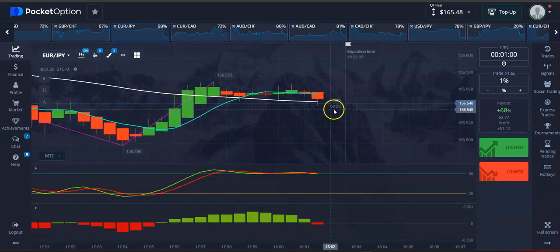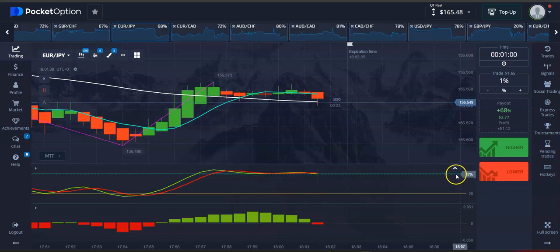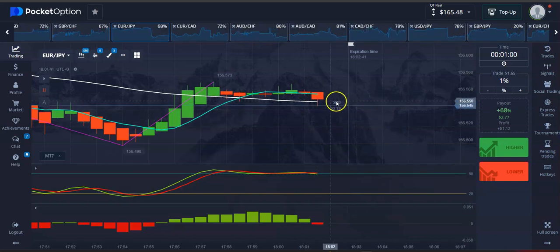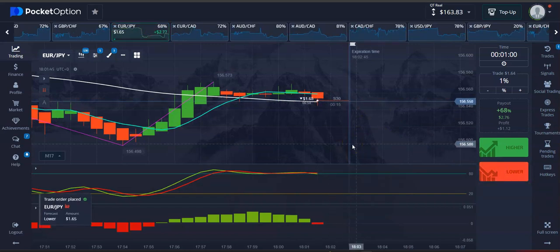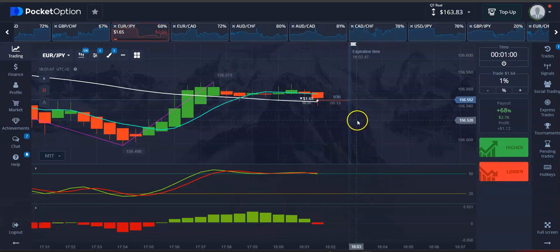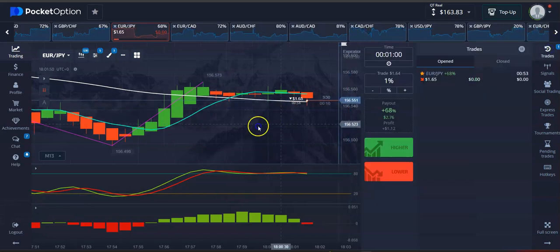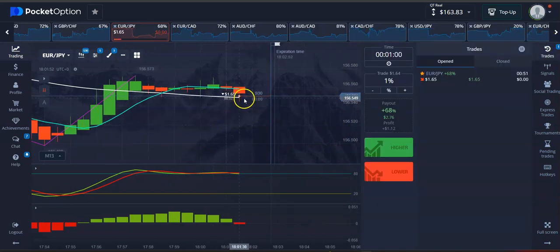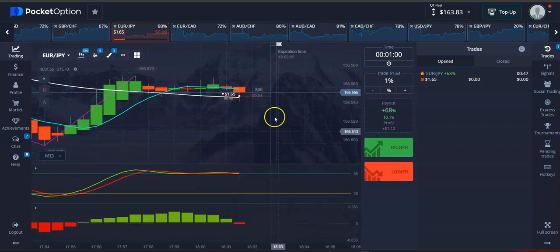As you can see right here, we have a bearish candle with a long wick. That means sellers are really pushing the price down. So let me see if I can get a better entry right there. I'm not sure if it's a good entry, but we are in. And if all goes well, price will keep pushing down, and we'll be able to secure this trade.